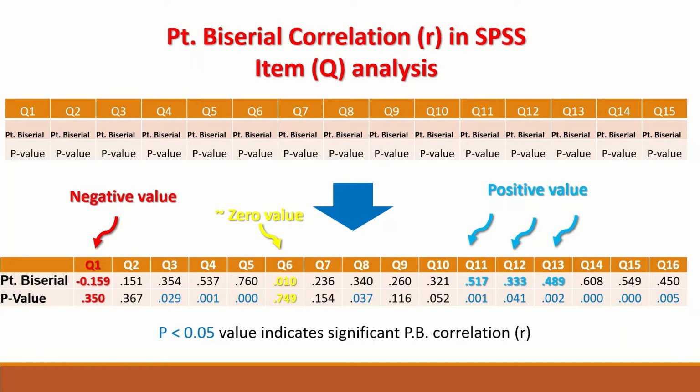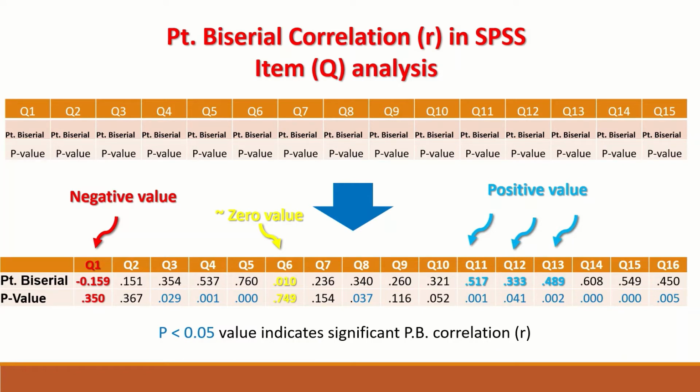It needs to be removed from the exam as it is negative. If we look at question number 6, which is labeled yellow, we can see the value for the coefficient, the R, is close to 0 and the p-value is very high. So this question is not discriminating between high and low students. It is close to 0 and considered a bad question, and it is required to be either modified or omitted from the exam.